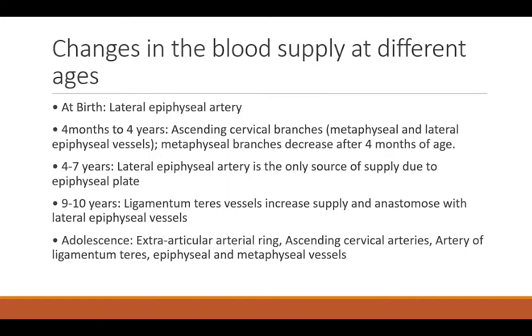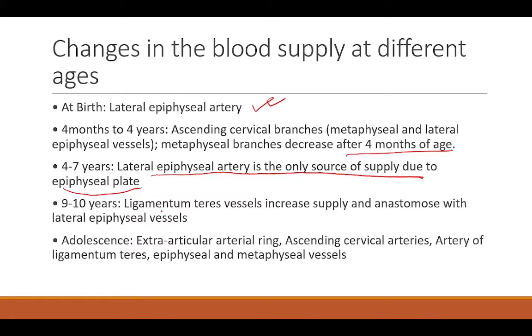The blood supply of the femoral head changes and is different for different ages. At birth, the primary artery which is supplying the head is the lateral epiphyseal artery. From 4 months to 4 years, it is the ascending cervical branches, which are the metaphyseal and the lateral epiphyseal vessels. The metaphyseal branches eventually decrease after 4 months of age. From 4 to 7 years, the lateral epiphyseal artery is the only source of supply to the epiphyseal plate.